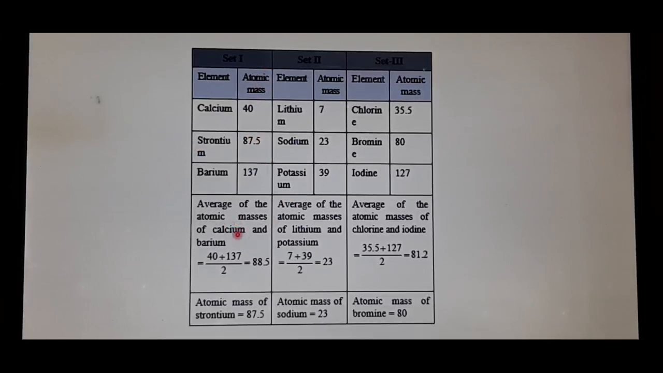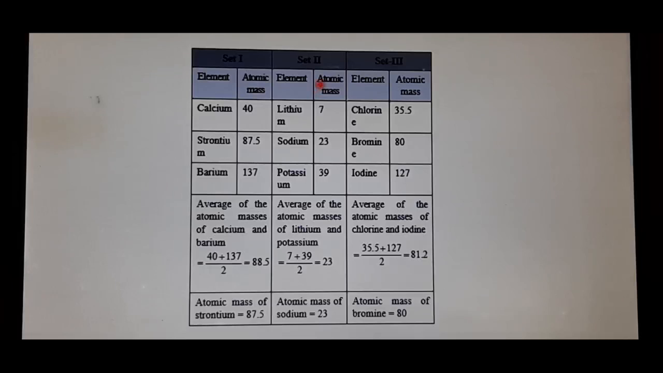See, the average of the masses of calcium and barium. Calcium's atomic mass is 40 and barium's atomic mass is 137. So let's take the average, 40 plus 137 divided by 2. On taking the average of calcium and barium, we got 88.5. Now you can see this 88.5 is roughly equal to 87.5, or near to 87.5. So that's what he mentioned, that it will be roughly equal to the average of these 2.